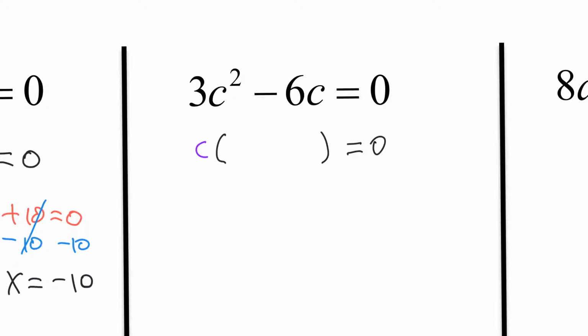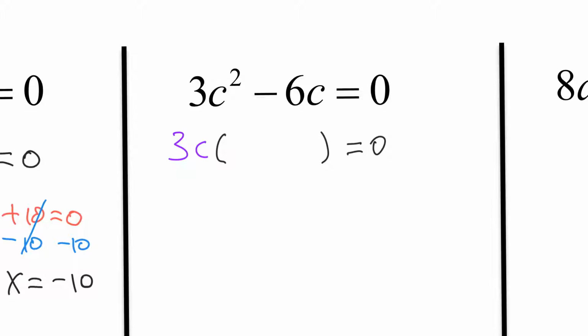I can factor out a c. That's what they have in common, the variable c. And the 3 and the 6, they have a common factor. They do. You guys can factor out a 3. 3 goes into 3, and 3 goes into 6. So you guys can factor out a 3c.